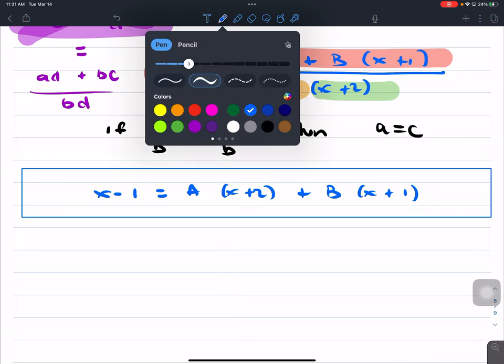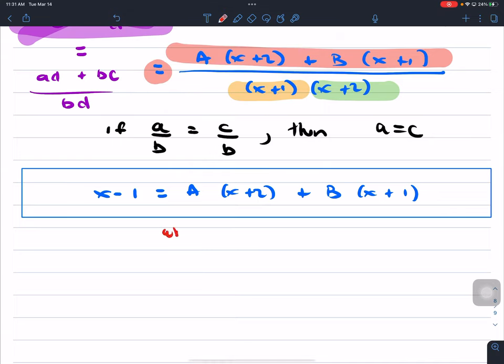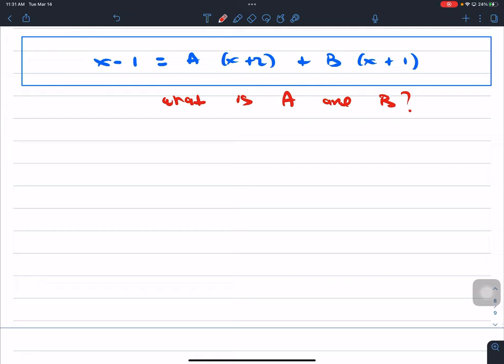So then the question is going to be now, what is A and B? Or how do we find that? How do we find A and B? There's a couple of ways to do it. Here's what I'm going to say. Focus on this one right here. You see this x plus 2? I'm going to make that 0. How can I make that x plus 2 zero?